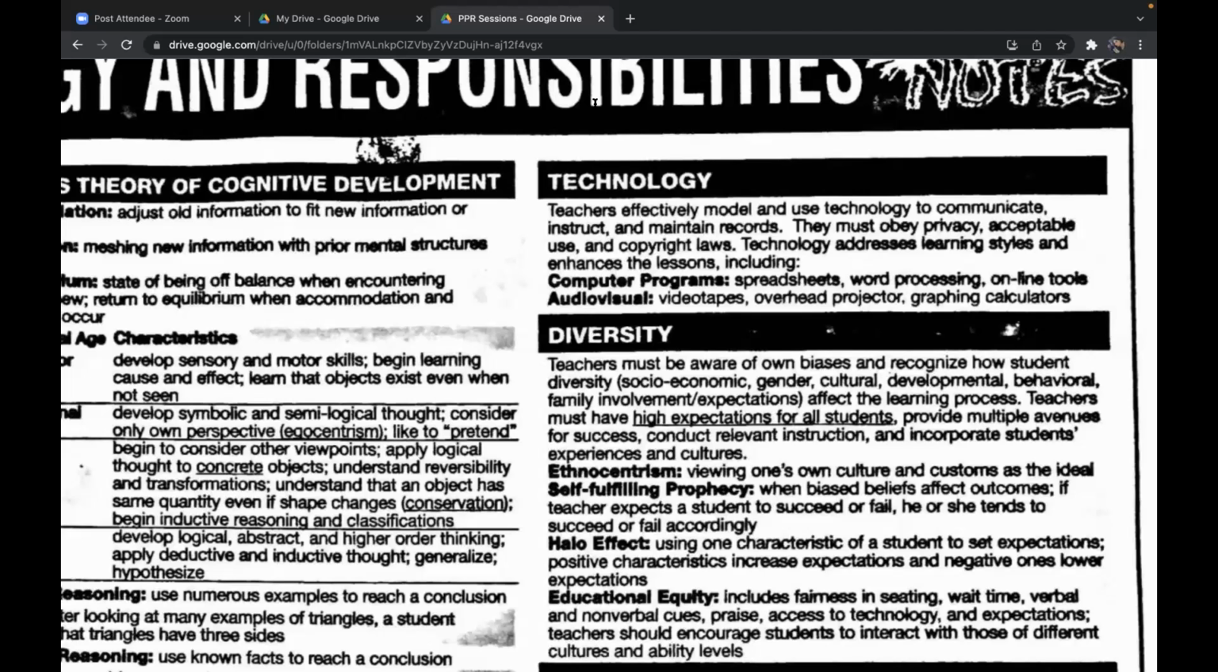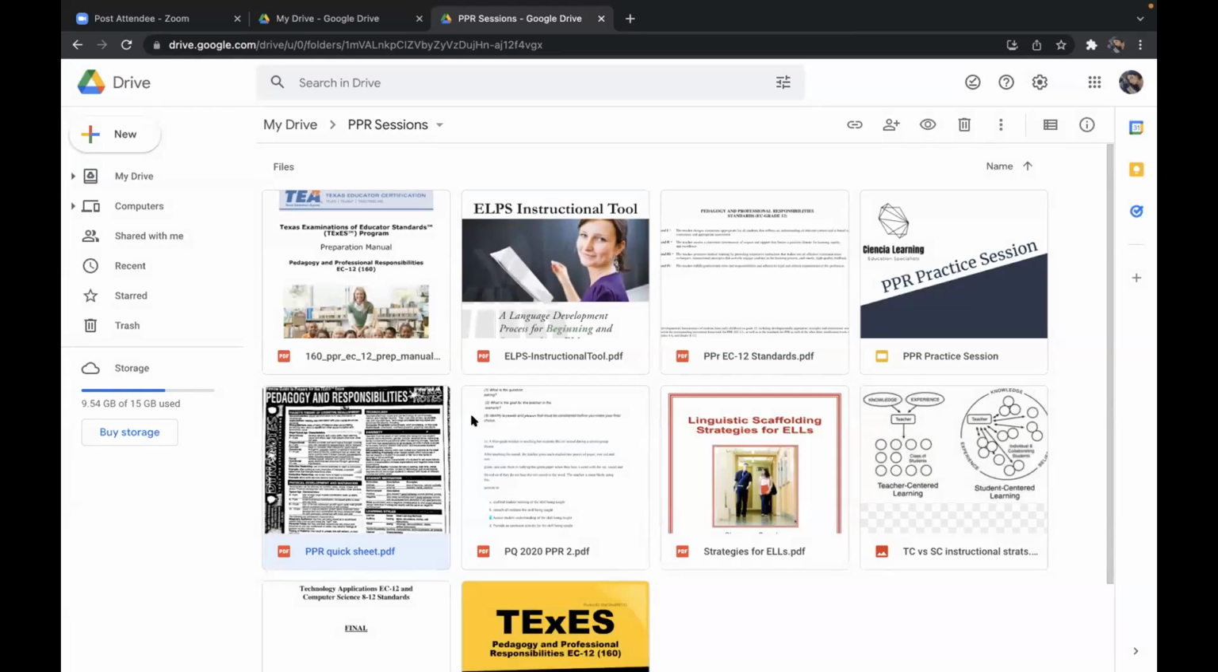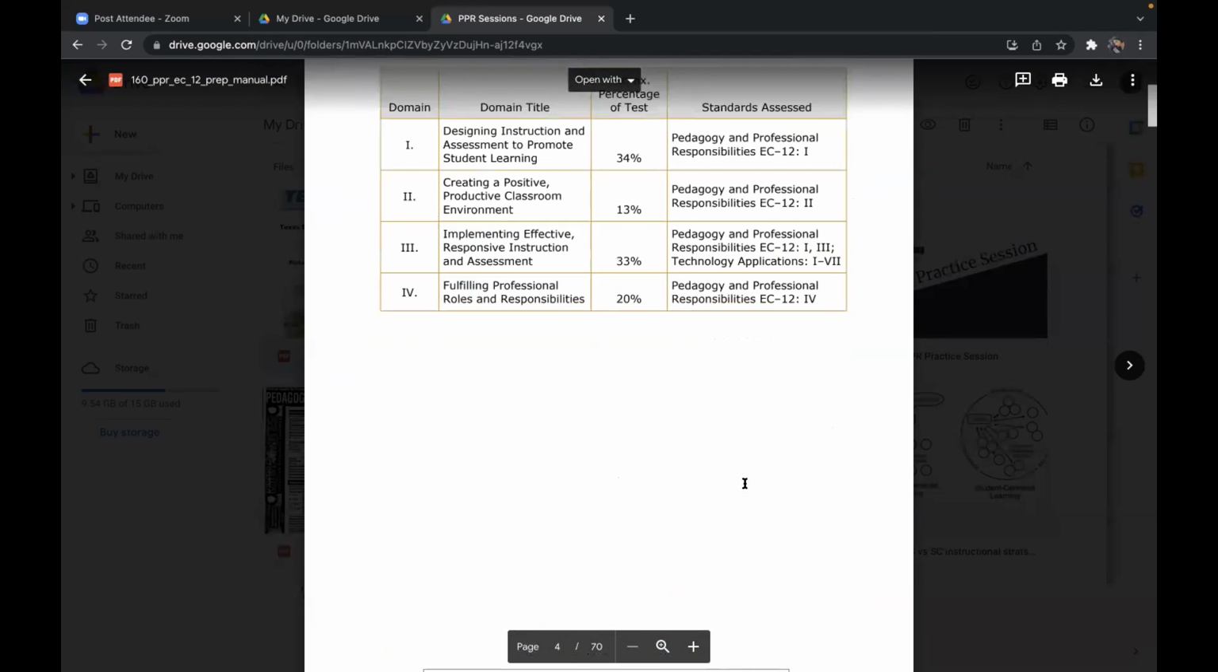We don't have overhead projectors, you guys. We have, what is it called? Just projectors, I guess. Graphing calculators. But let's take a look at the actual, what's now the technology section. And remember, the technology section is located in domain 3. I'll just bring this up really quickly before I go to technology.